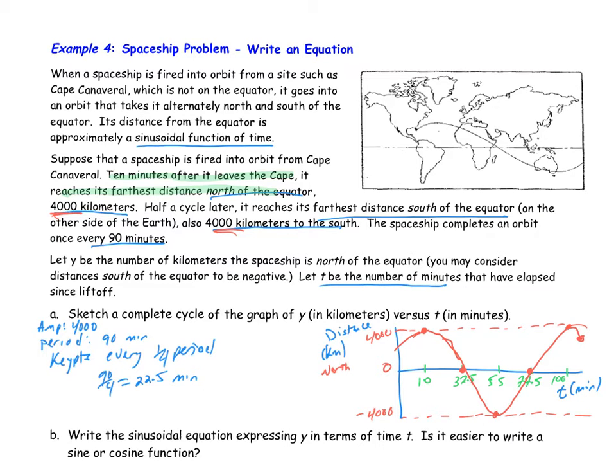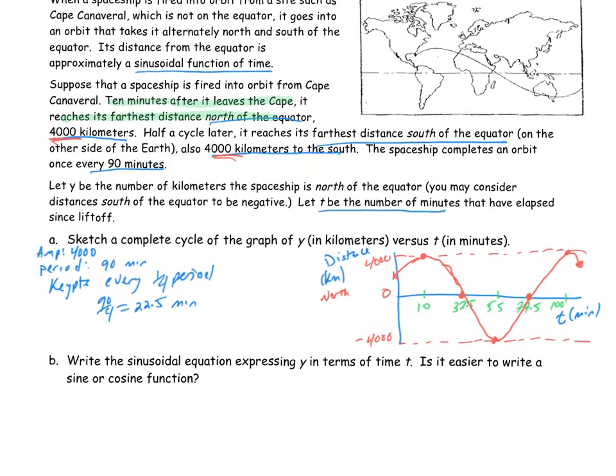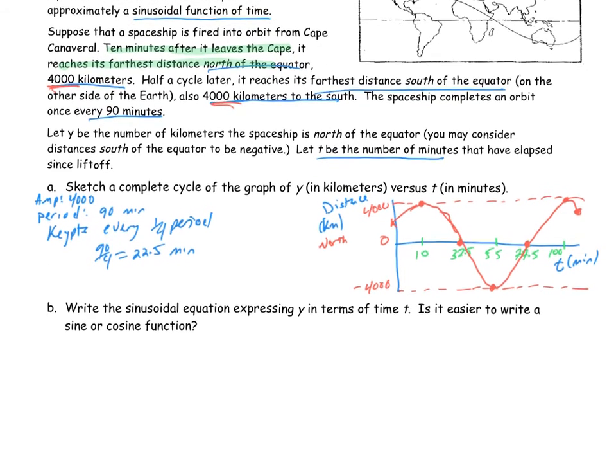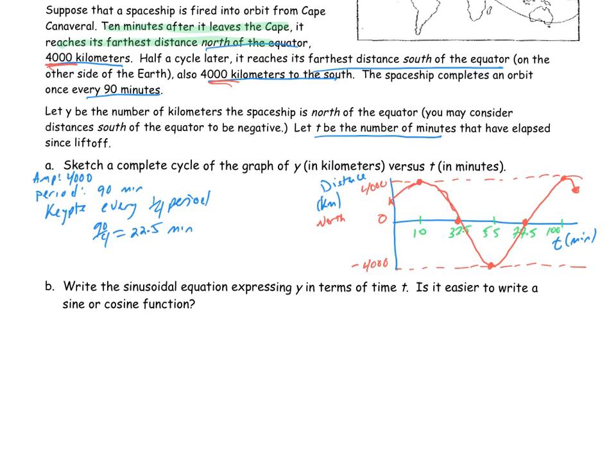And that is the function that we want to write the equation for. Okay, so we've done the sketch. Let's go to letter B. Letter B says, write the sinusoidal equation expressing y in terms of time t.